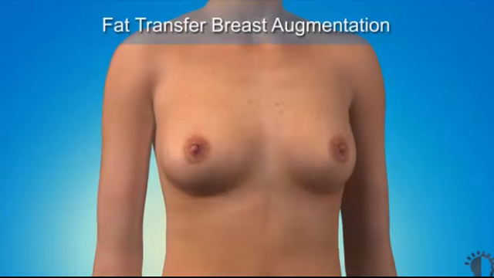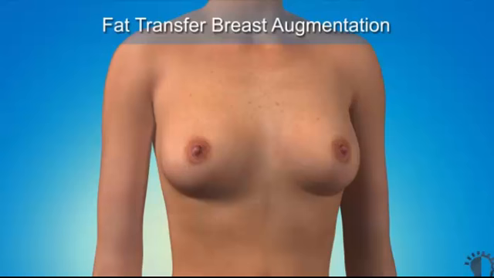Women who are dissatisfied with the size of their breasts or have experienced changes in breast appearance can achieve fuller, shapelier breasts with a fat transfer breast augmentation. A fat transfer breast augmentation results in only a small increase in breast size, but offers natural-looking results.